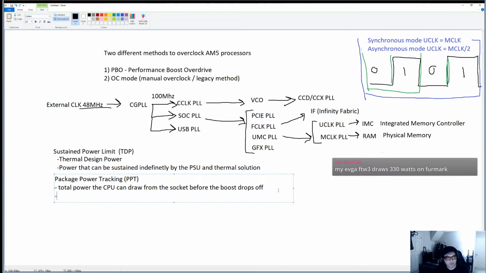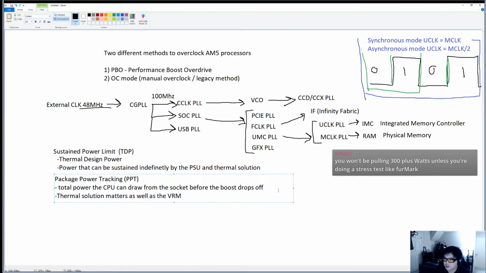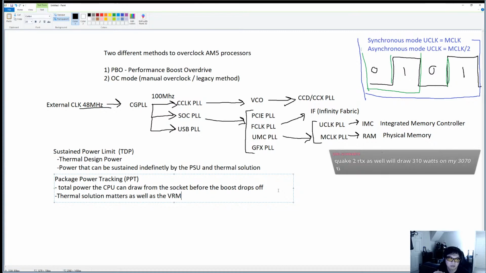So this is kind of it. Thermal solution matters as well as the VRM. You won't be pulling 300 plus watts unless you're doing a stress test like FurMark. Yeah, that's true. But even with FurMark, the cooling is most likely the limiting factor, not so much the VRM. Even with FurMark, the VRM on most of these motherboards is pretty competent. I wouldn't have an issue with any of them.